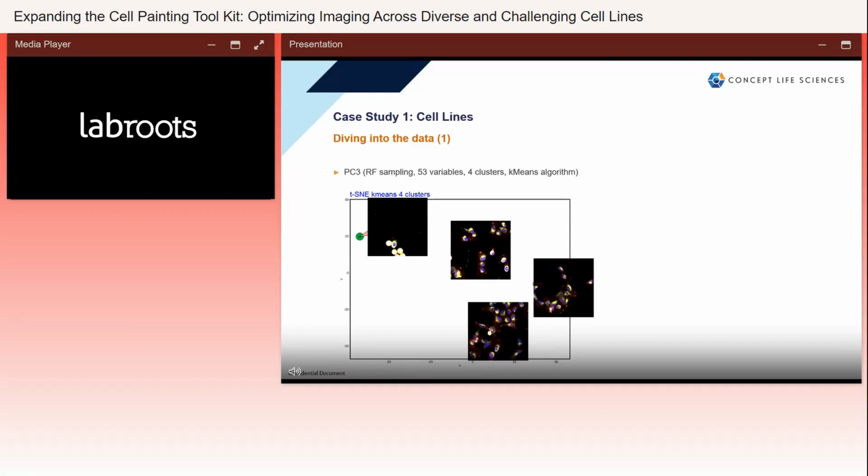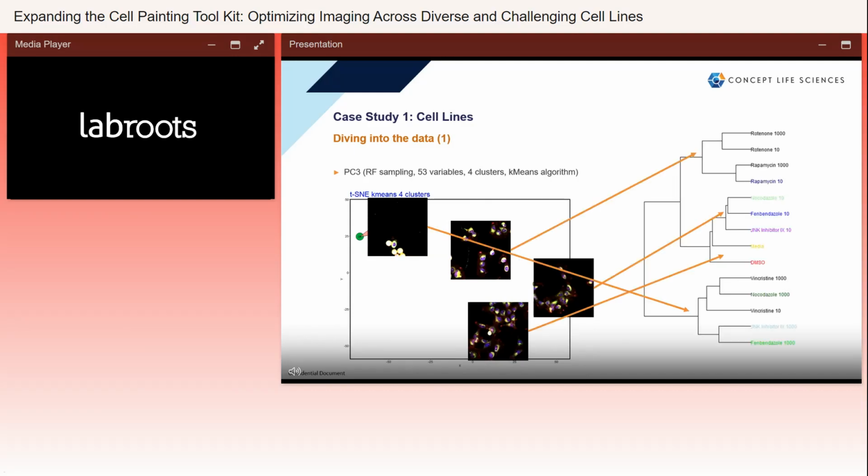And what's encouraging to see is a dendrogram that was generated alongside that PCA plot showed similar results. The group containing high concentrations of compounds like fenbendazole, vincristine and JNK inhibitor were all clustered together and were all shown in the images to strongly alter the phenotype of the cells towards apoptosis.